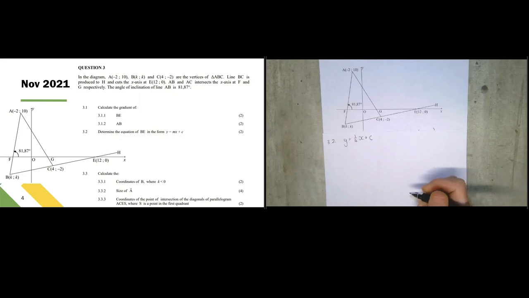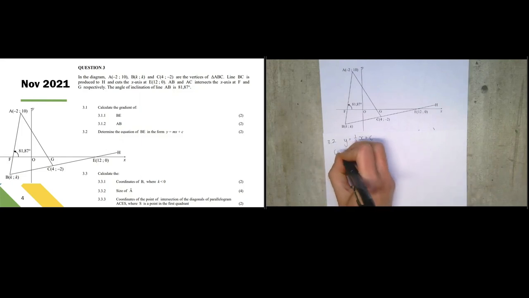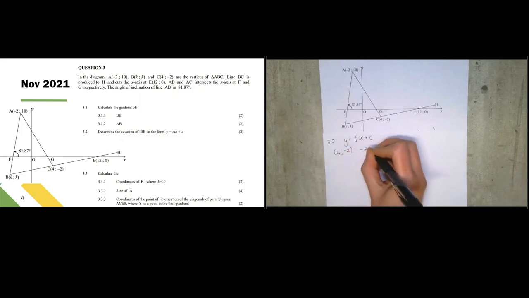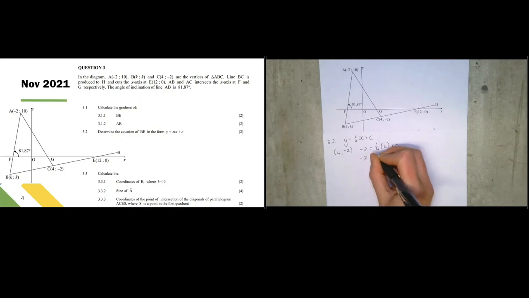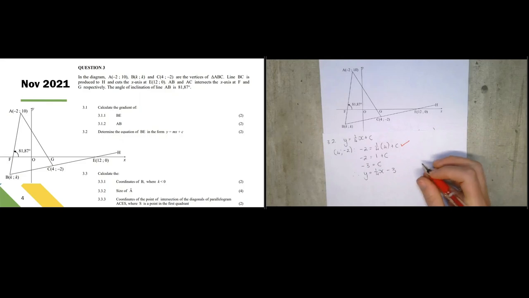Do I have a coordinate I can substitute in to get the value of c? Yes. I've got two coordinates I can pick from. I can either do (4; -2) or (12; 0). It's my choice. I'm going to go with (4; -2). So negative 2 equals a quarter times 4 plus c. If I multiply out, that gives me 1. So c works out to be negative 3. Please remember to finish your answer off by saying that means y is equal to a quarter x minus 3. Once again, 2 marks. So where did the 2 marks go? For substituting in a coordinate and then for getting the final equation.